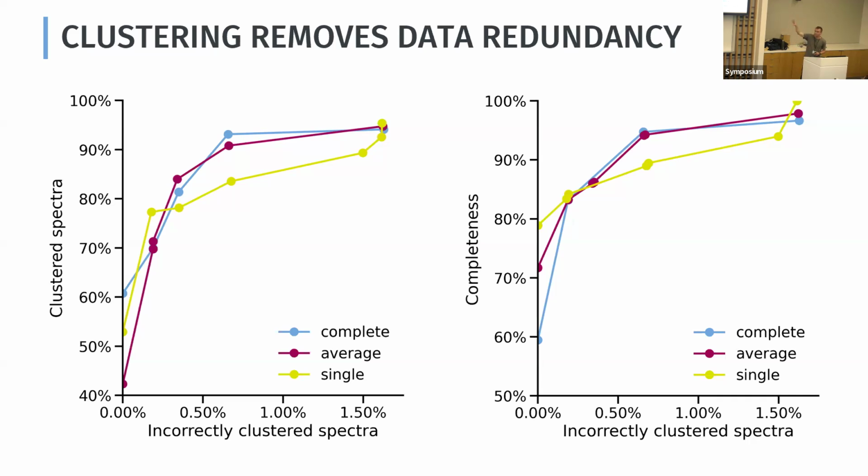And then completeness measures into how many different clusters spectra from the same molecule are split. So ideally, you want to cluster as many spectra, and you also want all spectra from the same molecule to be present in a single cluster rather than split over multiple clusters. And so completeness also, you see that at 1% incorrectly clustered spectra, we do have a nice bump in completeness as well. So that means that the clusters are less fragmented than with single linkage clustering.